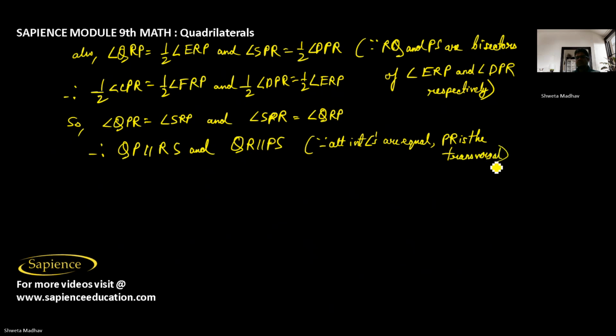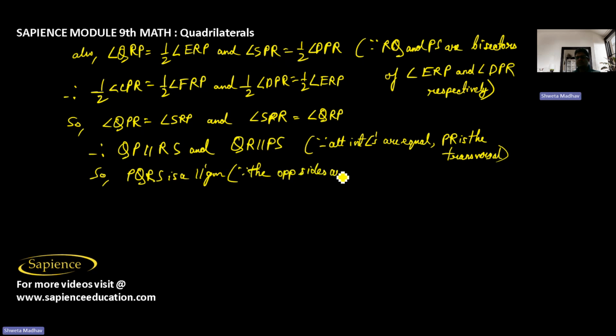So I can say that the quadrilateral PQRS is a parallelogram since the opposite sides are parallel to each other. So now we have to show that it is a rectangle also.